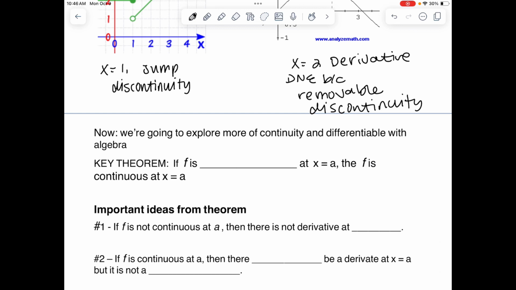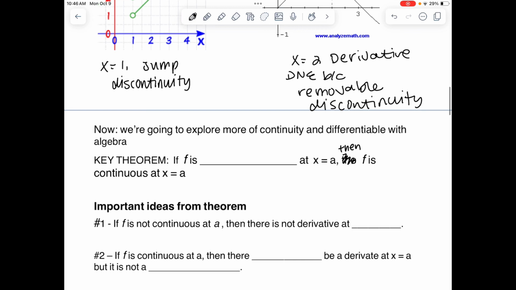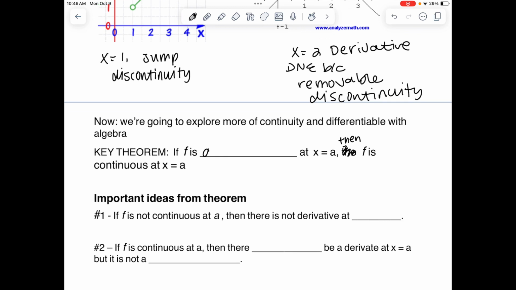So obviously every time we move into the algebra, things get a little bit more complicated, but we're basically just using the equations that we're given to figure out what's happening on the graph. And so our key theorem, the most important thing we see here, and sorry, this should say "then", is if f is differentiable at x equals a, so at some point, then f is continuous at x equals a.